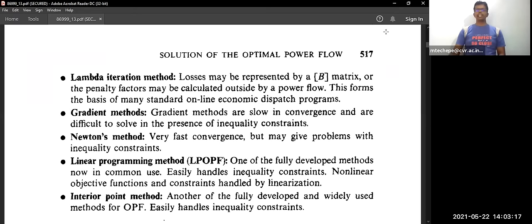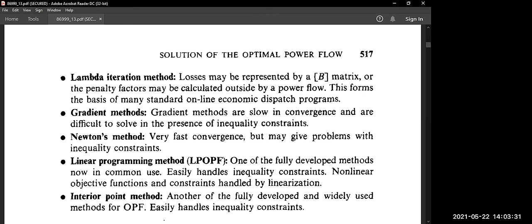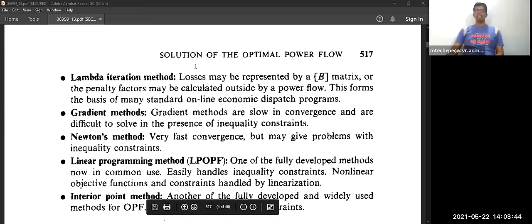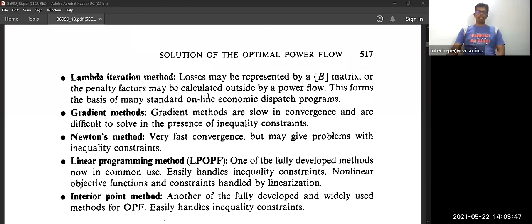Okay, if you see the lambda iteration method, losses are represented by the B coefficient matrix, or penalty factors may be calculated outside by the power flow. Penalty factors may be calculated outside the power flow. This forms the basis of the standard online economic dispatch program.